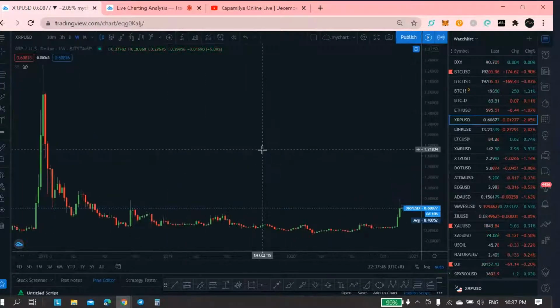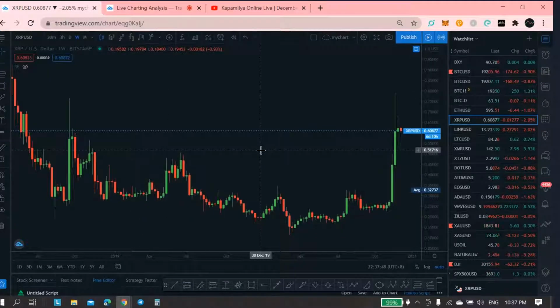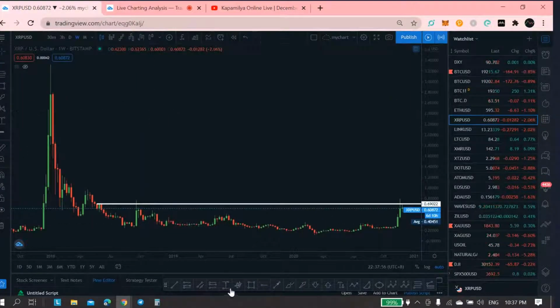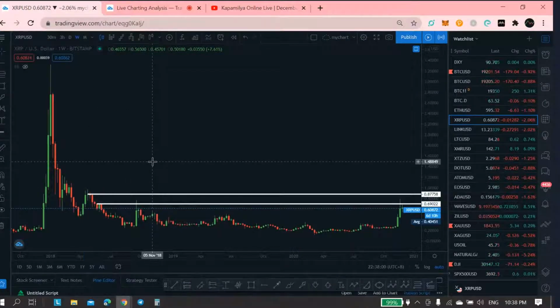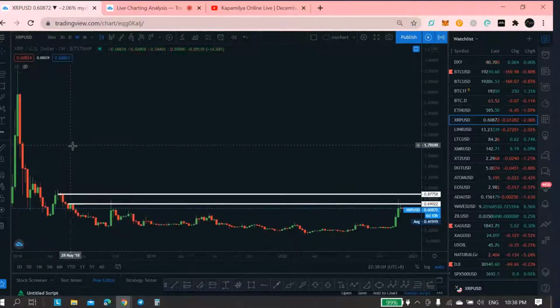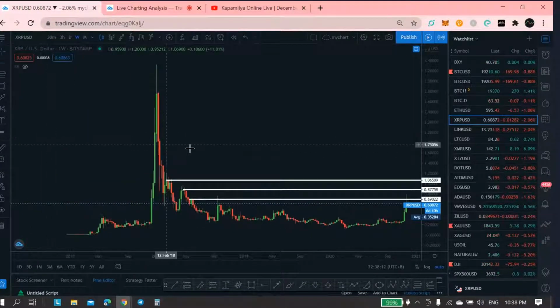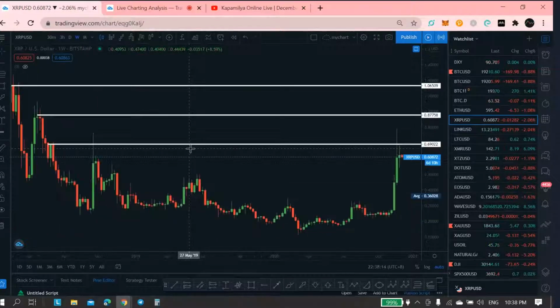Using the weekly time frame, you can see that the immediate resistance is this area, the 69 area. A breakout to that 69 area could possibly retest the 88 area. And after that, here at the $1 area. So let's see how it goes for XRP.